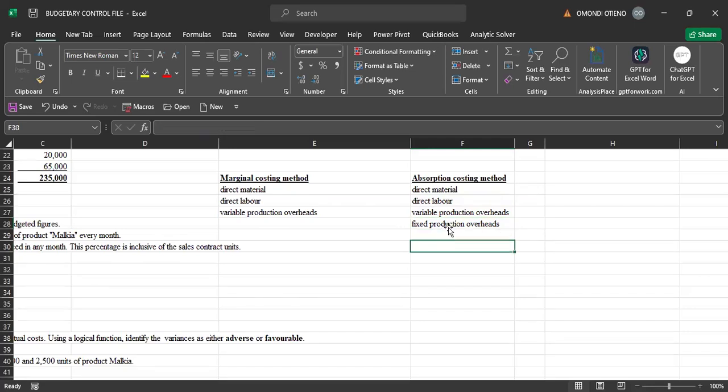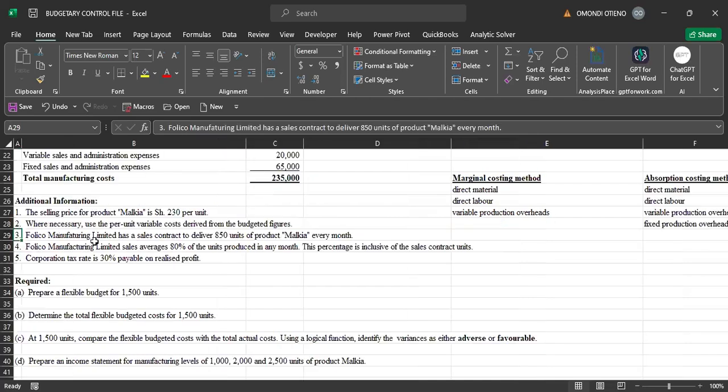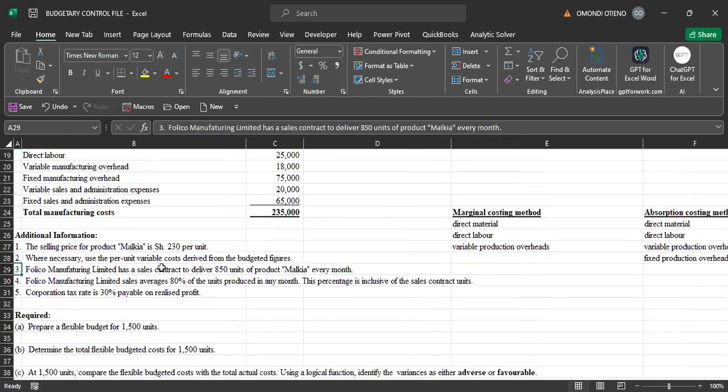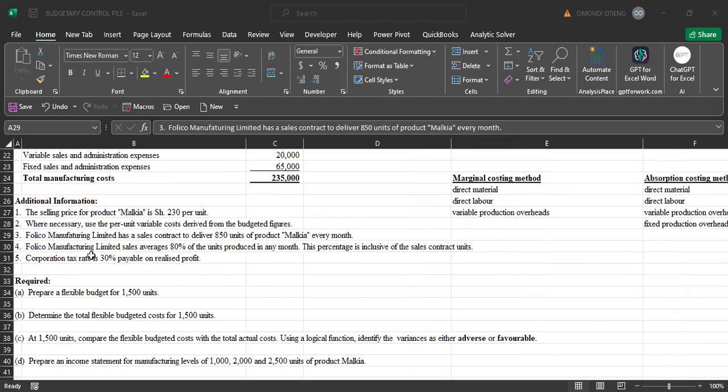So in reference to this particular question, were we given anything that relates to the costing method? Which method are they using to get cost per unit of output? Were we given that in this particular question? Let's look at it and see. And in the additional information, do we have anything referring to the costing method to be used?